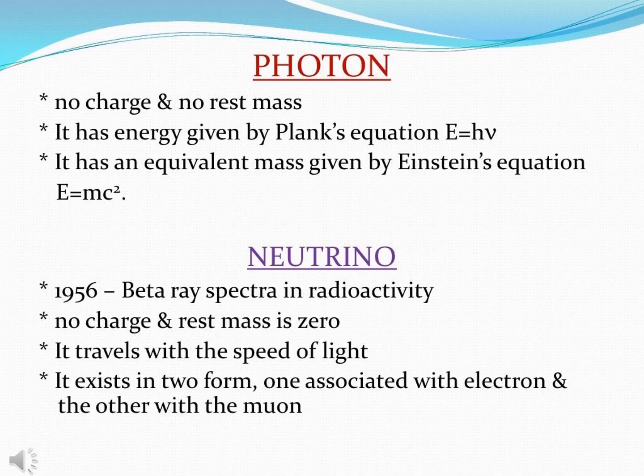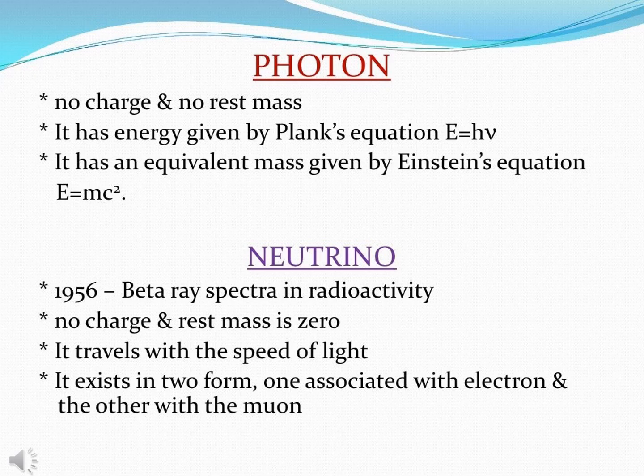Now this slide shows photon and neutrino. So first I tell about photon. Photon has no charge and no rest mass. It has energy given by the Planck's equation, that is E equal to h nu. So here h is a Planck's constant and E is the energy, and it has an equivalent mass given by the Einstein's equation, so that is E equal to mc square.